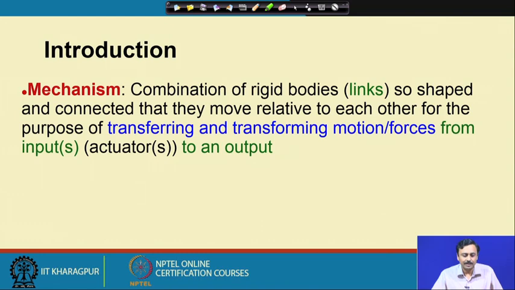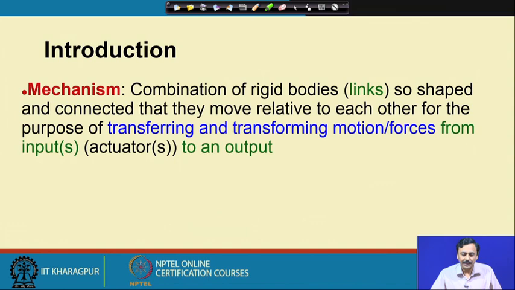So, what is a mechanism? We should look into this definition of mechanism. It is a combination of rigid bodies which we will call links, so shaped and connected that they move relative to each other for the purpose of transferring and transforming motion or forces from inputs, which are the actuators, to an output. So, this is the definition of mechanisms.